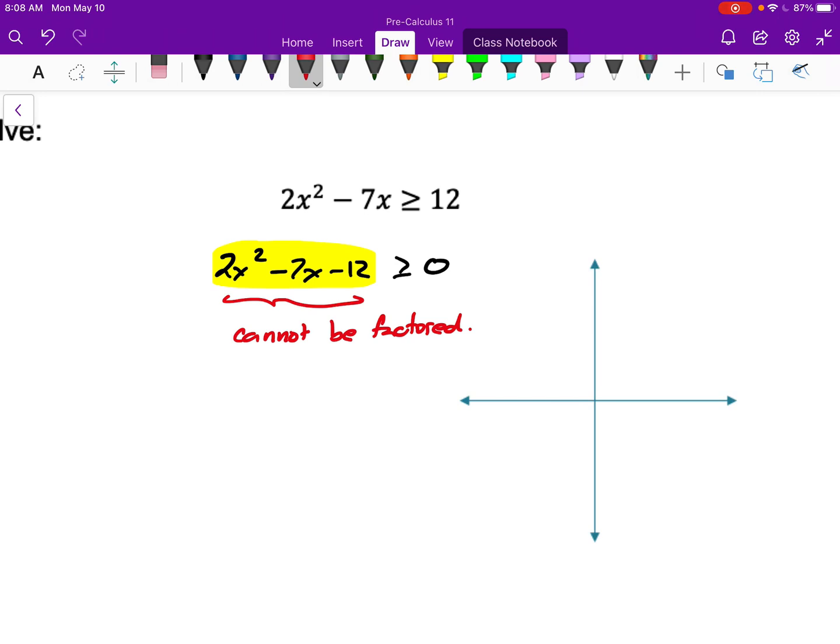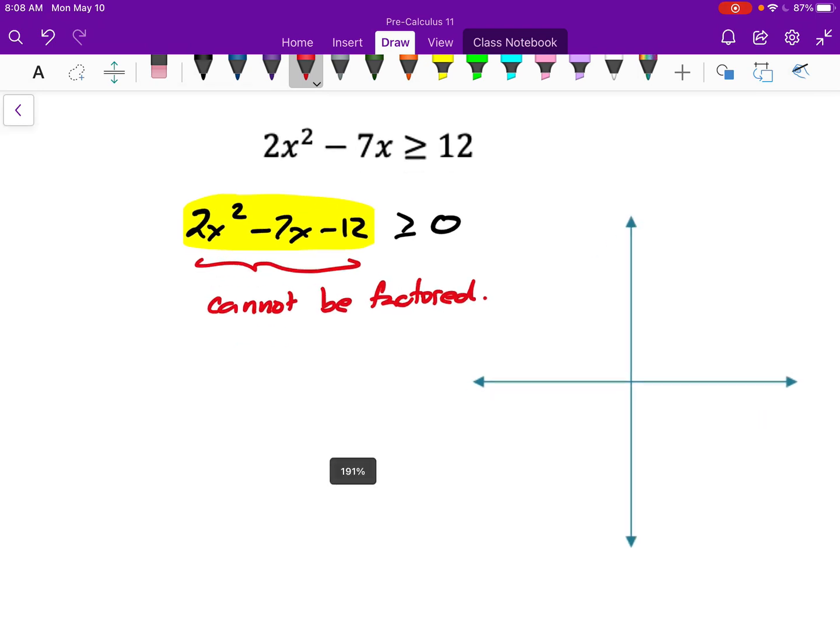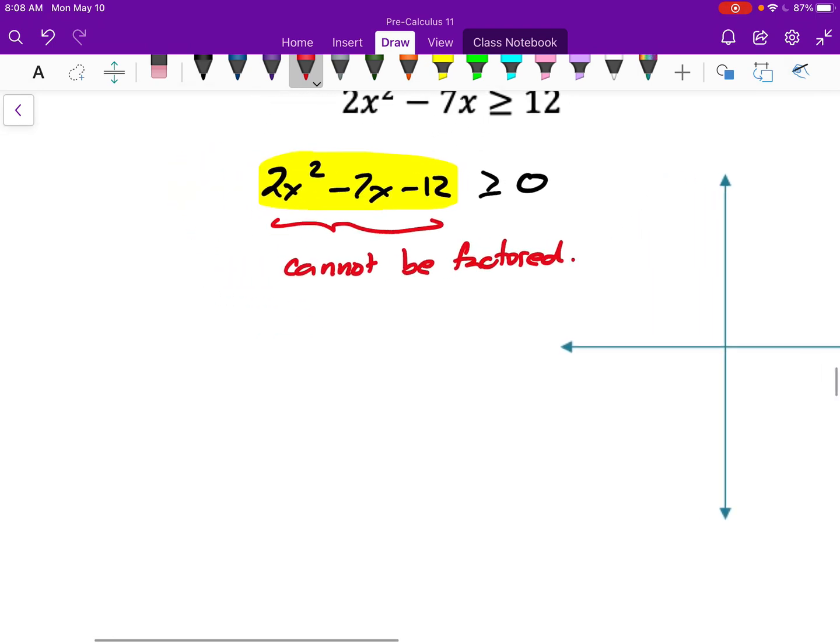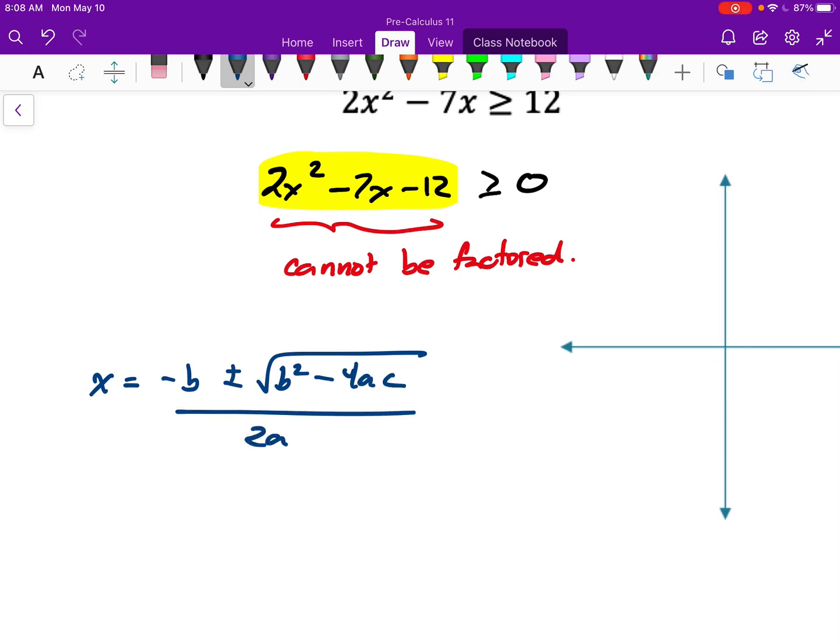In this case, I would definitely use the quadratic formula because completing the square would force me to take a factor of 2 out from that 7x, and then right away having fractions. So I would use the quadratic formula. And the quadratic formula again: x equals minus b plus or minus the square root of b squared minus 4ac, all over 2a.